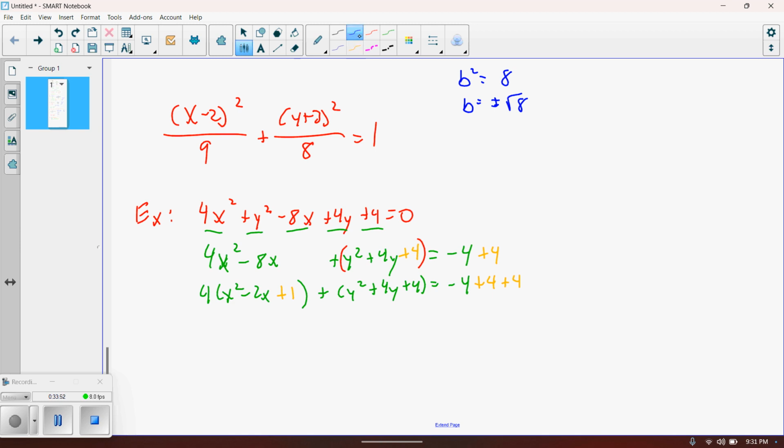Now, this is a perfect square. That's a perfect square. We can go ahead and factor those. So I have a 4 still out here. Got to leave it out there. This is going to become x minus 1 squared. And then this one is going to become y plus 2 squared, factoring that. And on the right-hand side, I've got -4 plus 4, which is 0, plus another 4 is 4. So now to put this in standard form, we're going to divide everything by the 4 on the right-hand side.